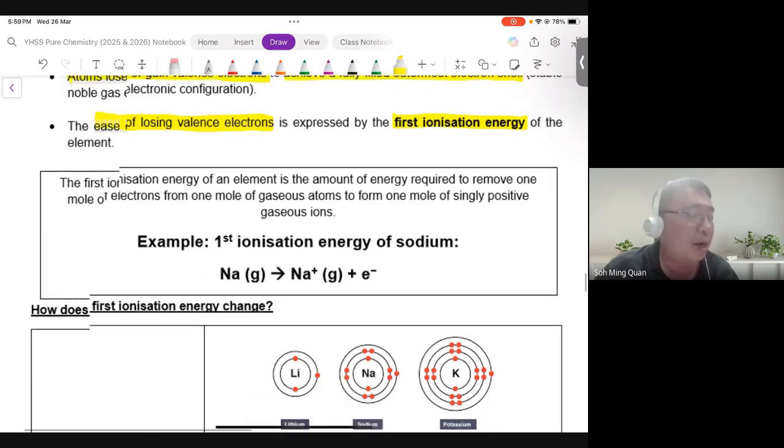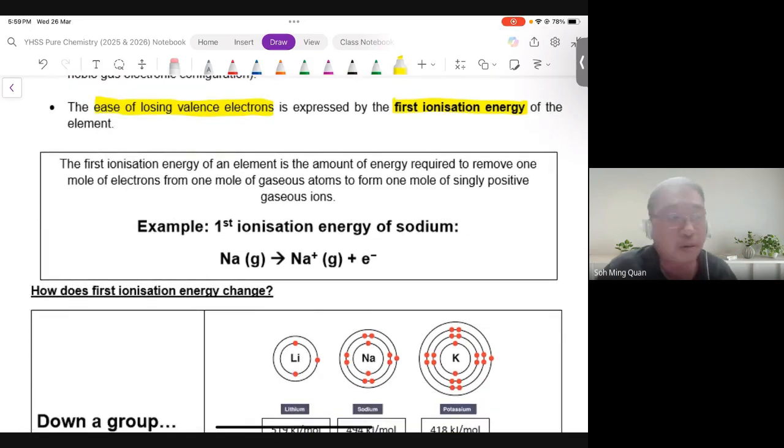All right. Now, the first ionization energy, simply put, is the amount of energy that is required to remove 1 mole of electrons, mole is a counting unit, 1 electron, from 1 mole of gaseous atoms to form 1 mole of positive ions. It's easier to visualize this in the equation. Sodium becomes Na+. All right, you remove the first electron from sodium.